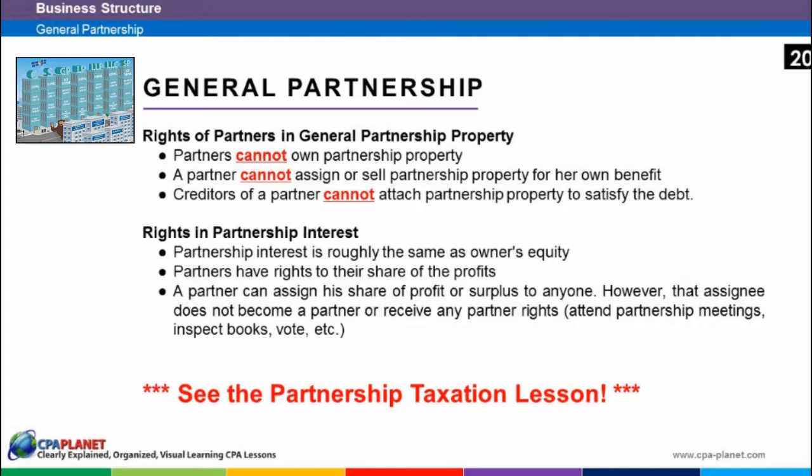The rights in a partnership interest. Partnership interest is roughly the same as owner's equity. Partners have rights to their share of the profits. A partner can assign his share of profit or surplus to anyone. Okay, that's clear. You own that. You can assign it to someone. However, that assignee does not become a partner. So that's pretty obvious. Again, you assign your rights to someone. They don't become a partner just because you give them rights to something.